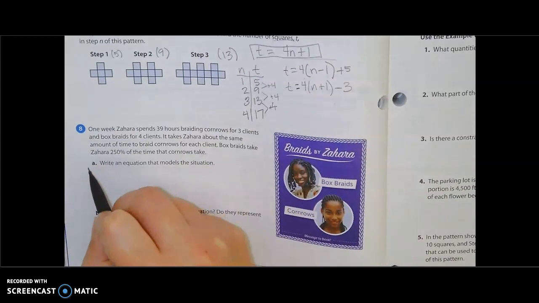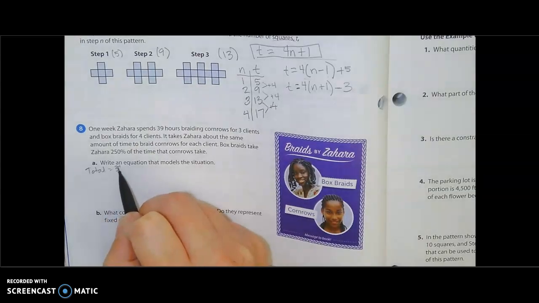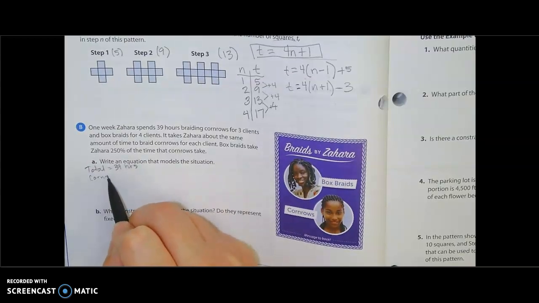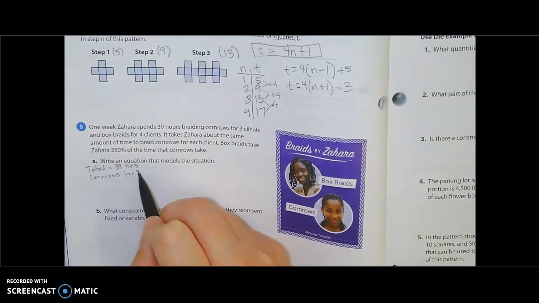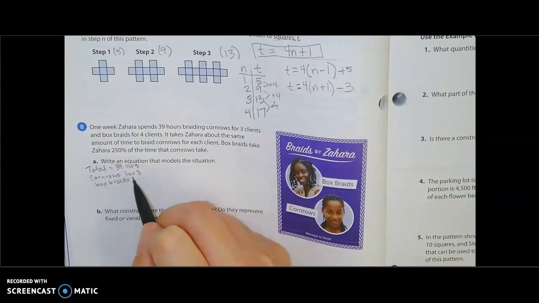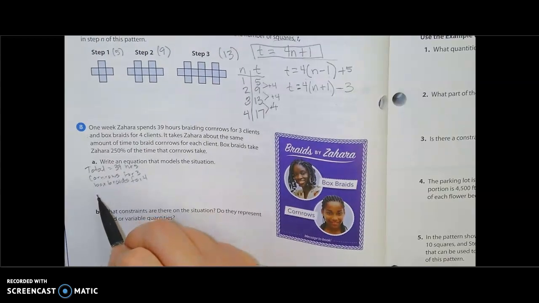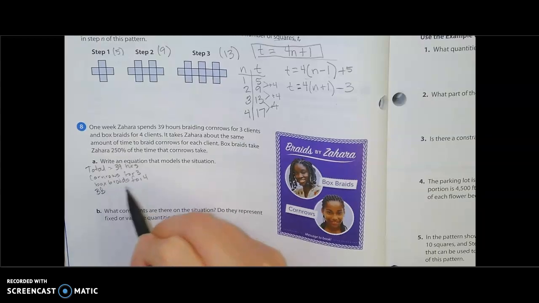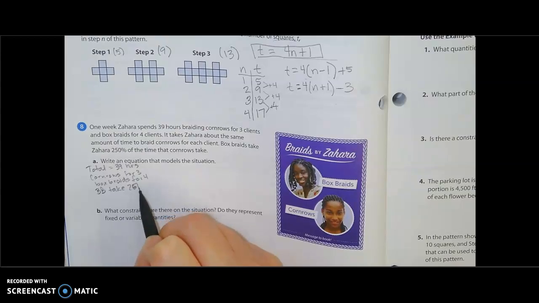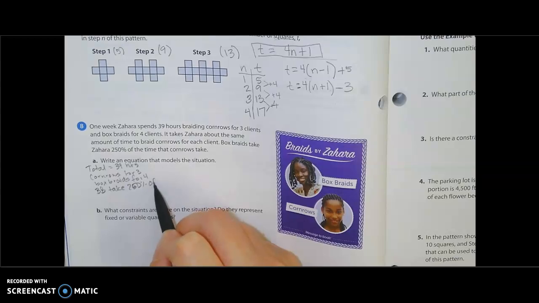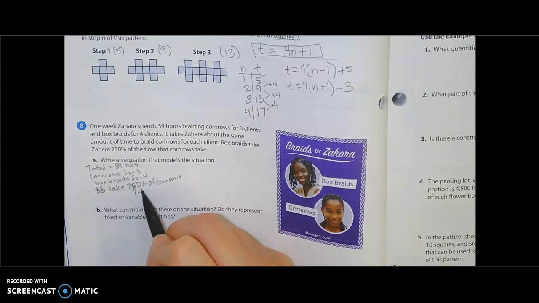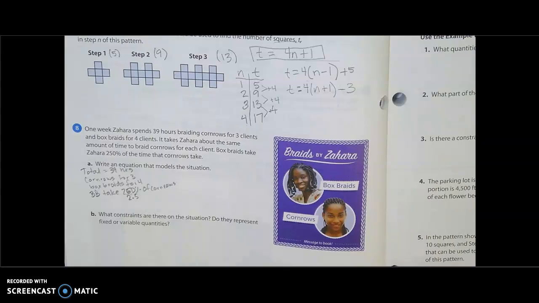Okay, 8, we're writing an equation that models the situation. So we knew that it was a total of 39 hours. We knew she did cornrows for 3 clients and box braids for 4 clients. And then it tells us that the box braids, we're going to call them BB for box braids, take 250% of the time of cornrows. So 250% as a decimal is 2.5 because we would move our decimal in twice, so that is going to be helpful at some point.